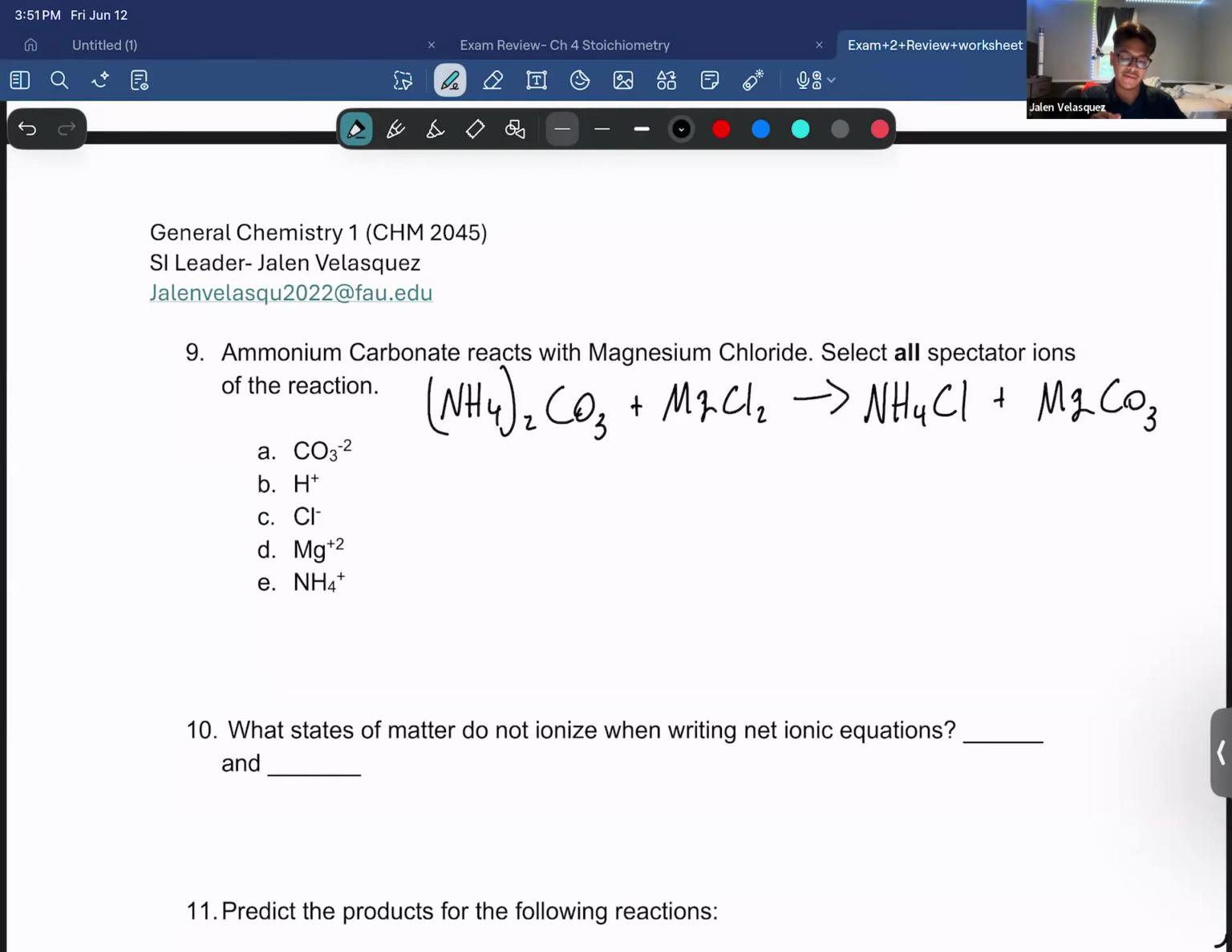Okay, and just like the last one, now we have to balance the equation. So I'll put a coefficient of 2 in front of the ammonium chloride, and that's it. That balances the equation. Next from here, you have to consult your solubility table and figure out which of the products will be soluble, which of the products will be insoluble. So you look at your chart. Ammonium chloride is soluble, so it's aqueous. Magnesium carbonate is insoluble, so it's a solid.